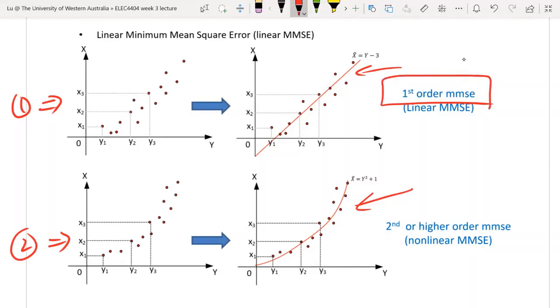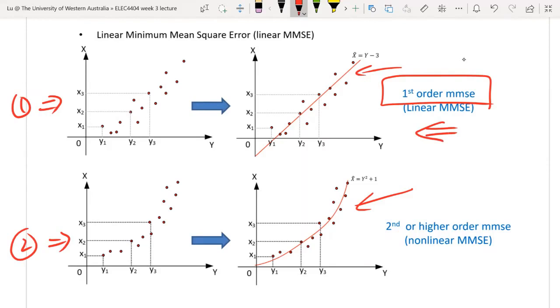So in other words, we do not need to consider second order or higher order estimators. Yes, in the real world, in industry, they are using second or higher order MMSE, but it will take a long time to design such estimators. That is too complicated and out of the scope of this unit. So in our discussion, we focus on the linear case only.